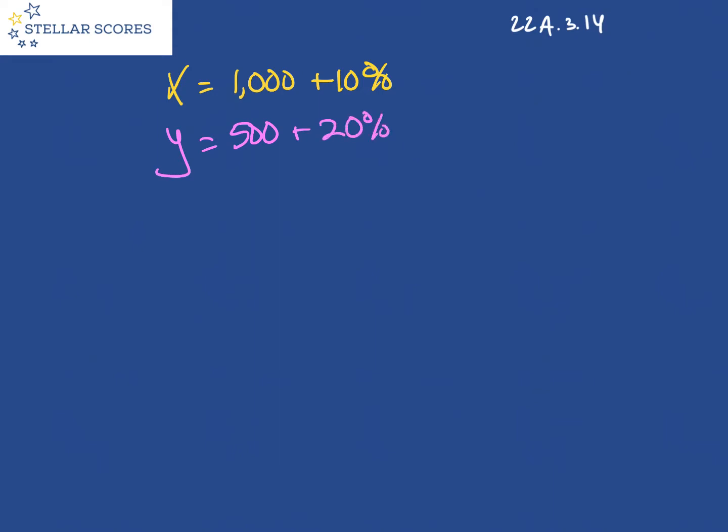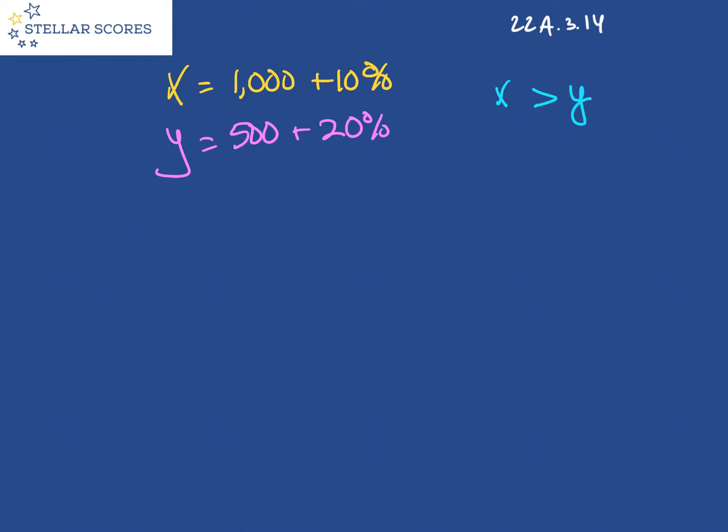And they want to know which inequality models the amount in sales each week, D dollars, for which salespeople on Plan X earn more than salespeople on Plan Y. And notice they give us two breakpoints here, one at 5,000 and one at 1,500. So let's see what happens at 1,500.